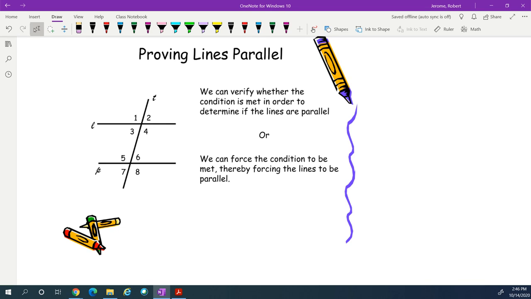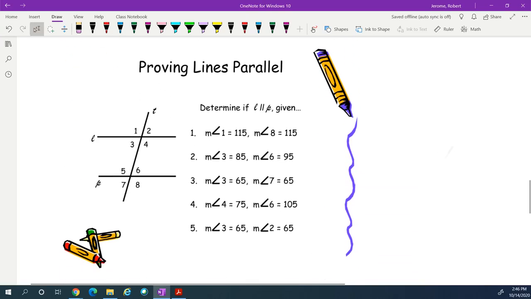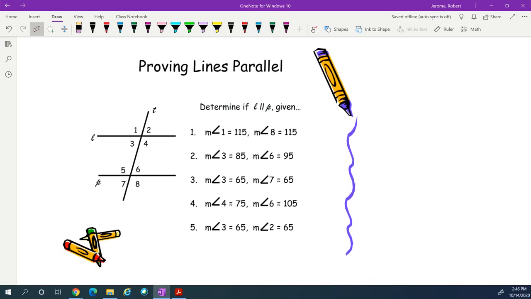The second set of examples that we'll look at is we're being asked to prove the lines parallel. Very simple. All right, let's do this. So we want to determine if the lines are parallel. So there's 5 different questions. They're all separate from each other. But here's what we're going to do. Notice that in the picture, the lines are not marked as parallel. That's what we're trying to find out. Here's how we do it.